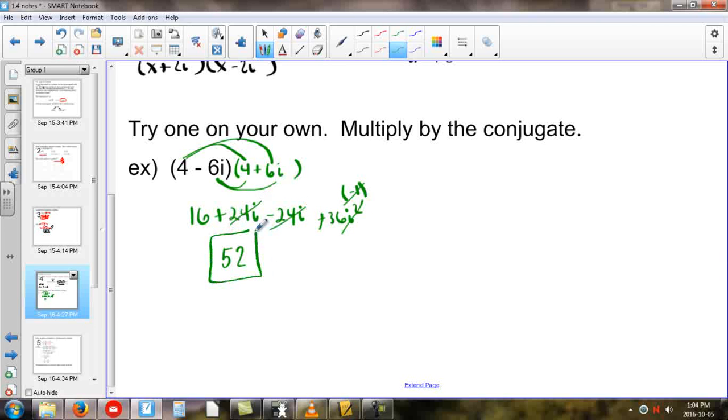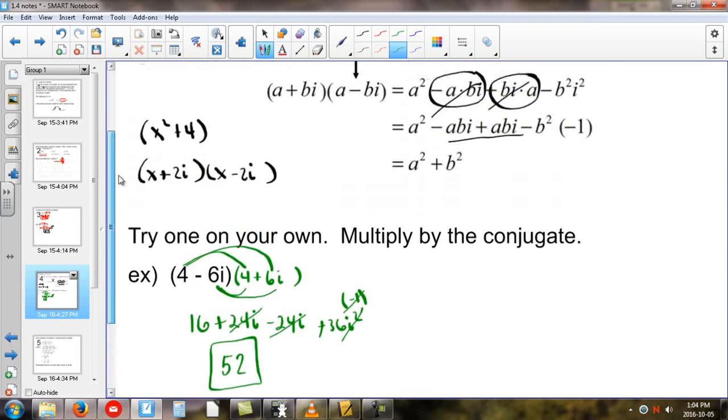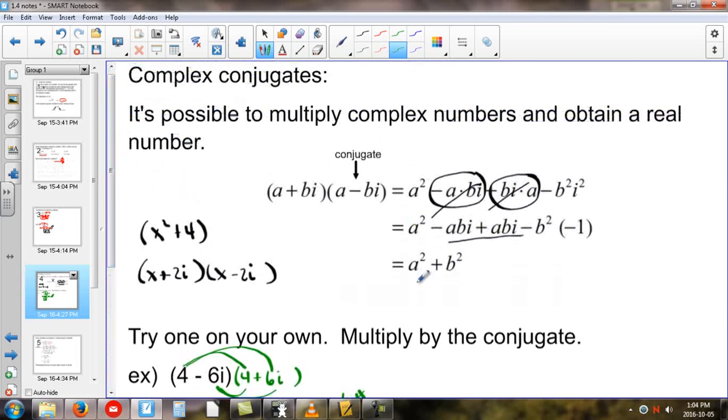So the answer is just 52. There's no longer an imaginary problem. You might ask, is there a shortcut? If these always cancel, is there a shortcut? There is, but I want to be very careful about this. Look back up here. The answer turns out to be a squared plus b squared.